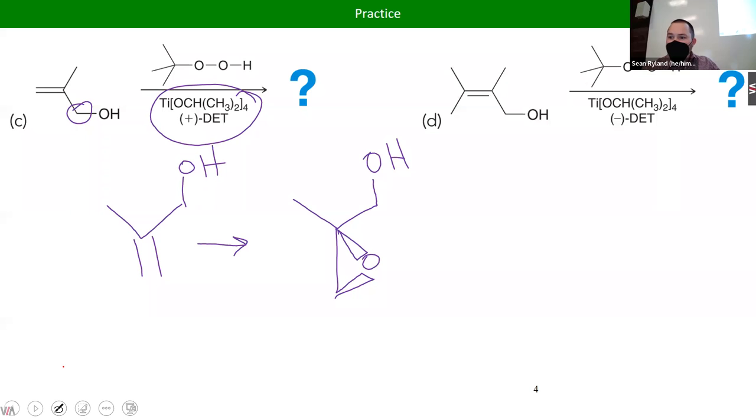So for D, if we do the same thing, and it's a minus, we wind up with the epoxide forming into the board. And once again, it is a chiral molecule because of that carbon right there in the middle. It has four unique things attached to it. It's got the epoxide attached, it's got an isopropyl group attached, it's got a methyl group, and it's got a methyl group with an oxygen.